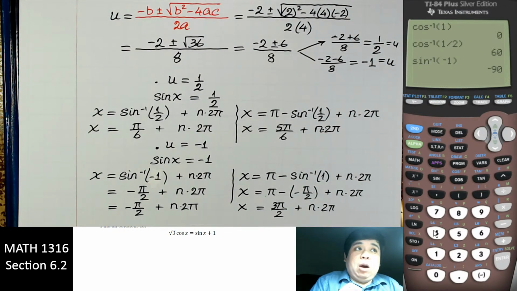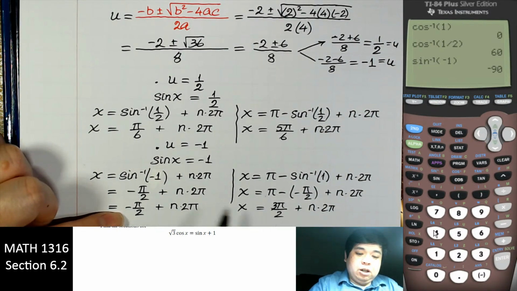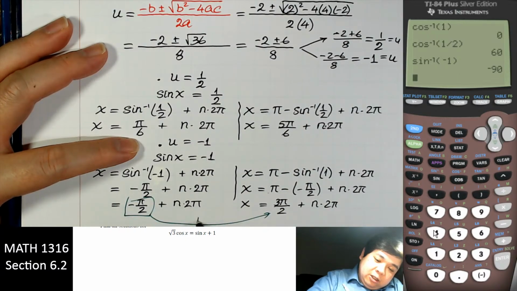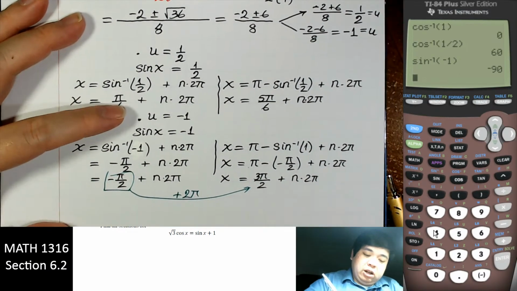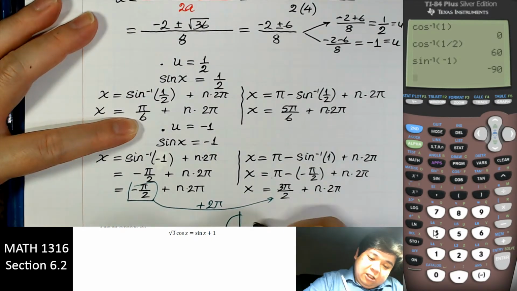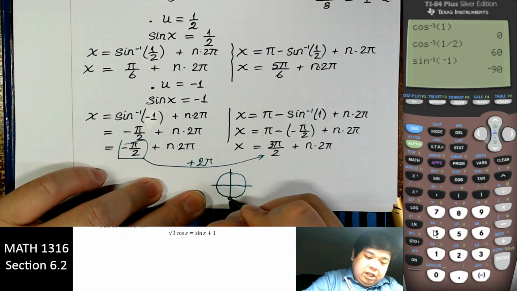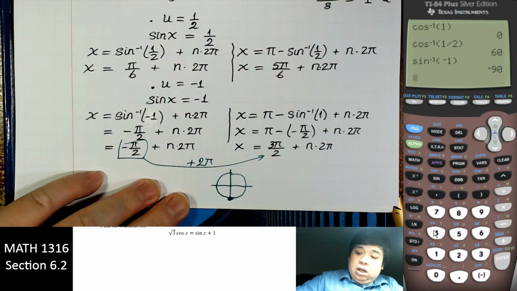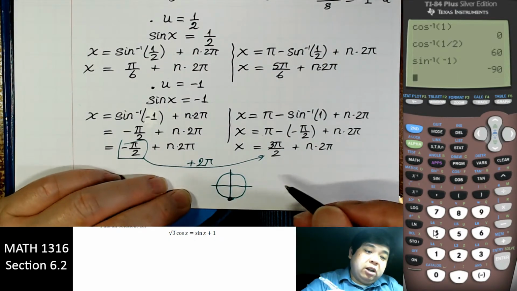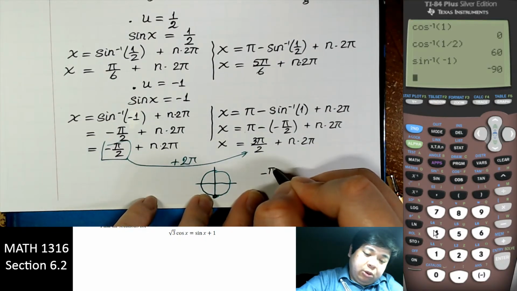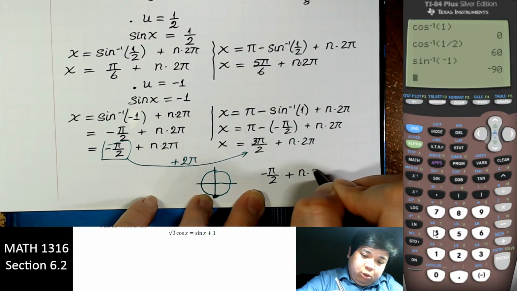However, notice that the difference is 2 pi. If you add 2 pi to negative pi over 2, you have 3 pi over 2, because negative pi over 2 is here, and 3 pi over 2 is also here. So those two solutions are the same, and in that case we just need one. This one has no restriction, so we just say negative pi over 2 plus n times 2 pi.